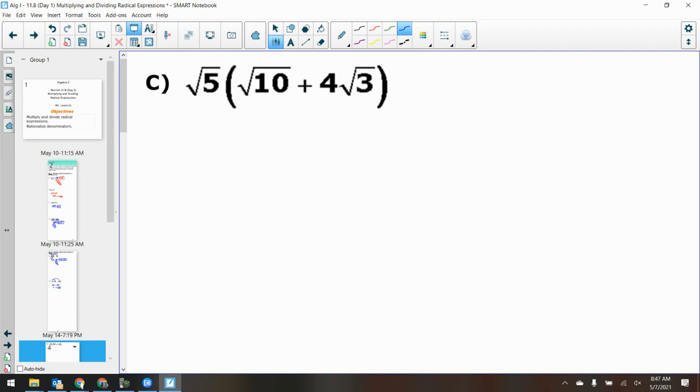That's right. When you distribute the radical 5 into the 4 radical 3, are you going to do anything with the 4 that's sitting on the outside? No, you're just going to leave it on the outside of that term. So you still distribute the 5 and the 3? Correct.